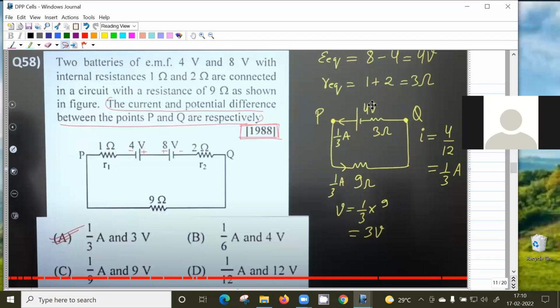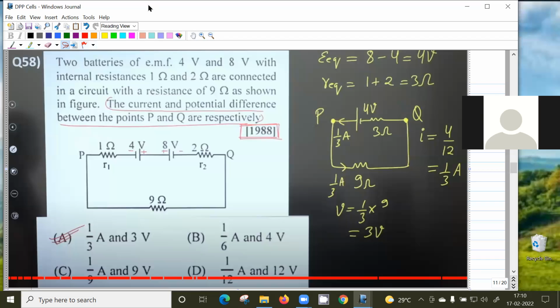So from that we can find the current, 1/3, and the drop. Here the 4 is the rise: 4 minus 3 into the current in this circuit. Against the direction of current flow, there is a potential rise. So 4 minus 3 into the current; 3 into the current is 1. So 4 minus 1 is 3. So the drop from P to Q is plus 3. Yes, sir. So option is A.